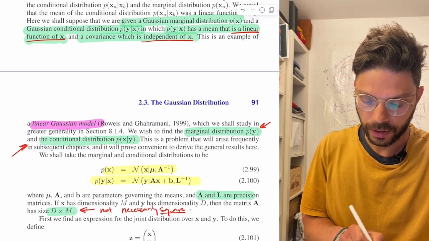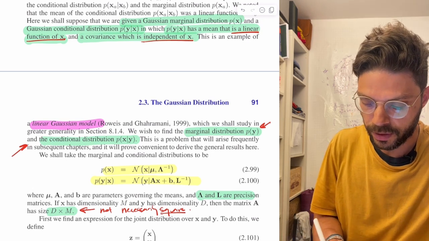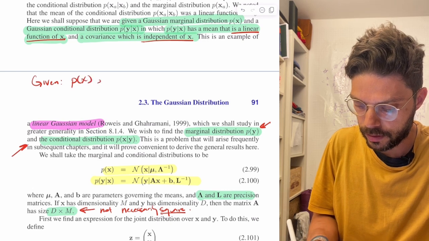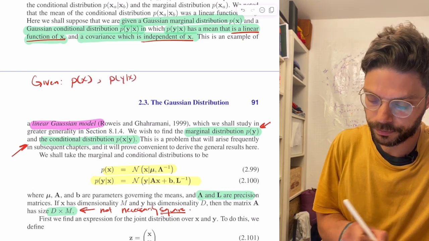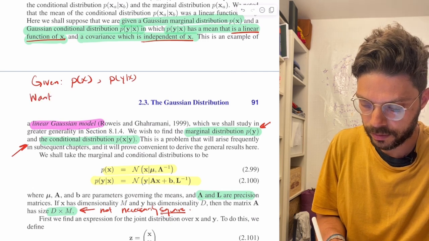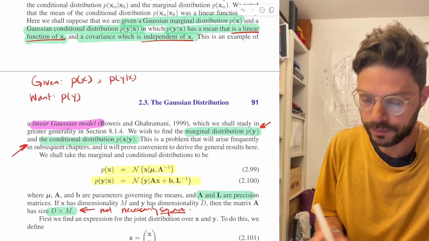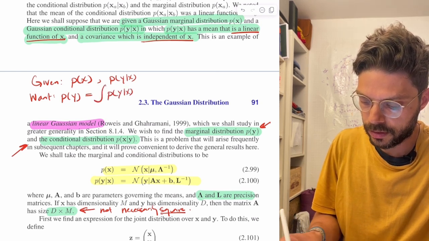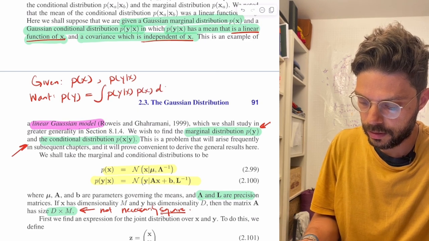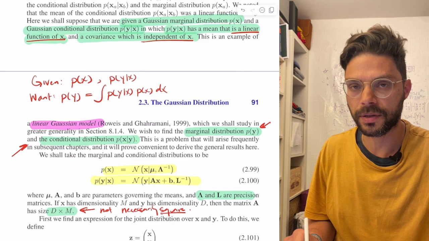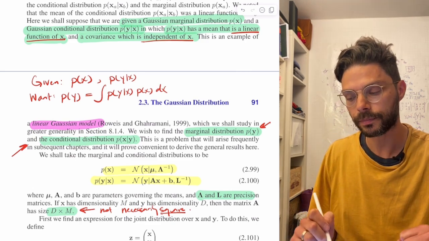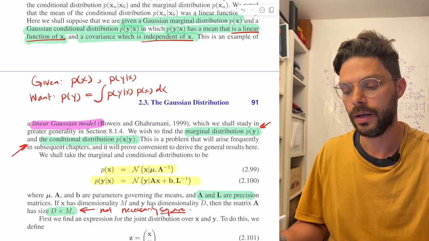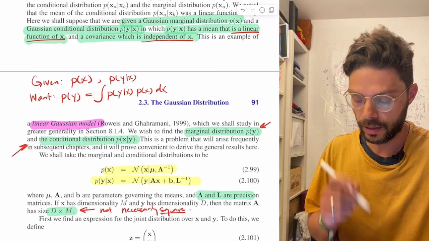So again, let's just see what those would be. If we're given p of x and p of y given x, then we want p of y, which is going to equal the integral of p of y given x times p of x dx. And we're not going to evaluate this integral directly. We're just going to use our completing the square tricks, and knowing that it's going to be Gaussian, we'll come up with the mean and variance. So we don't actually do any integrals.